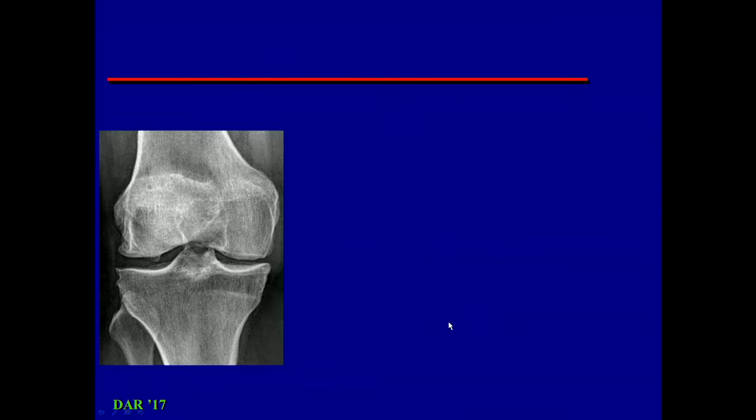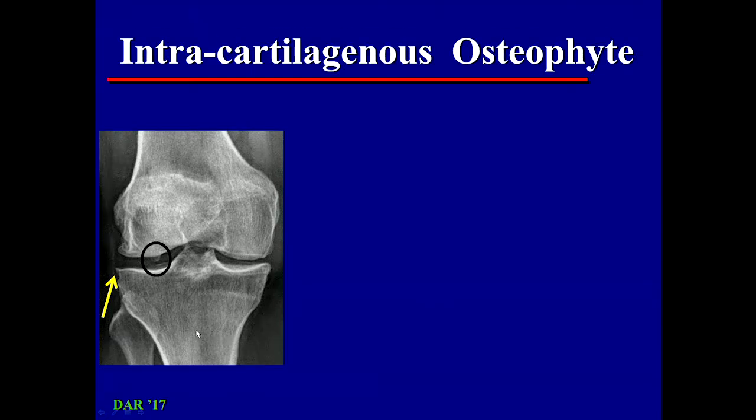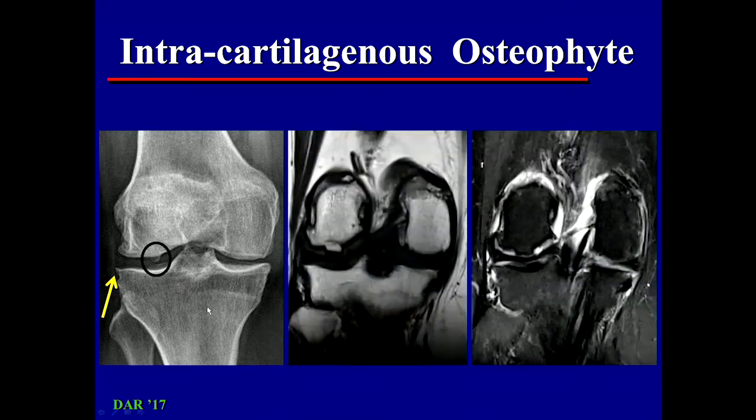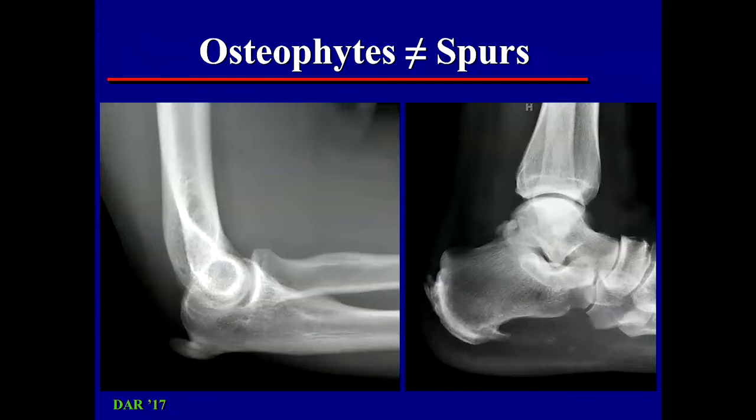Now, what about this patient with knee osteoarthritis? Here we have an osteophyte off the edge of the bone. That's fine. But what is this thing sitting right in the middle? This is an intra-cartilaginous osteophyte. If we look at this patient's MRI, we can see that they've had full thickness cartilage loss right in the middle of the articular surface, and it's healed with new bone growing into that. Now, this still meets our definition. This is still an osteochondral outgrowth from the edge of an otherwise normally shaped bone.